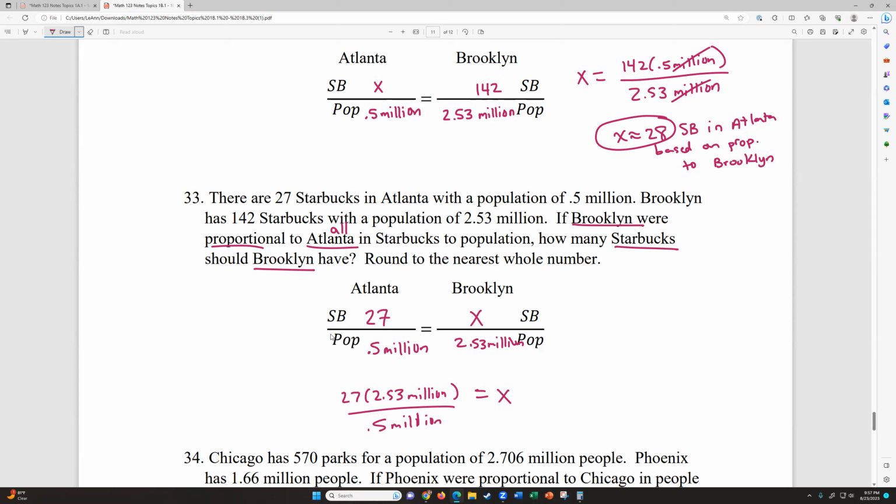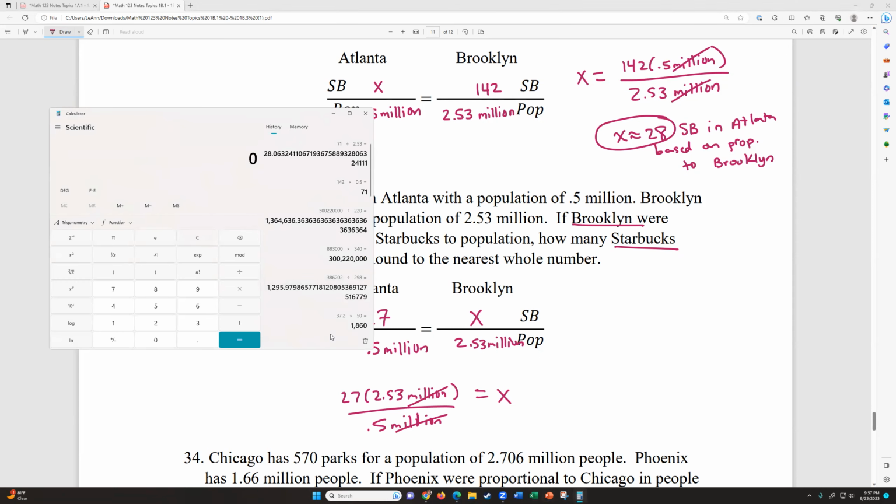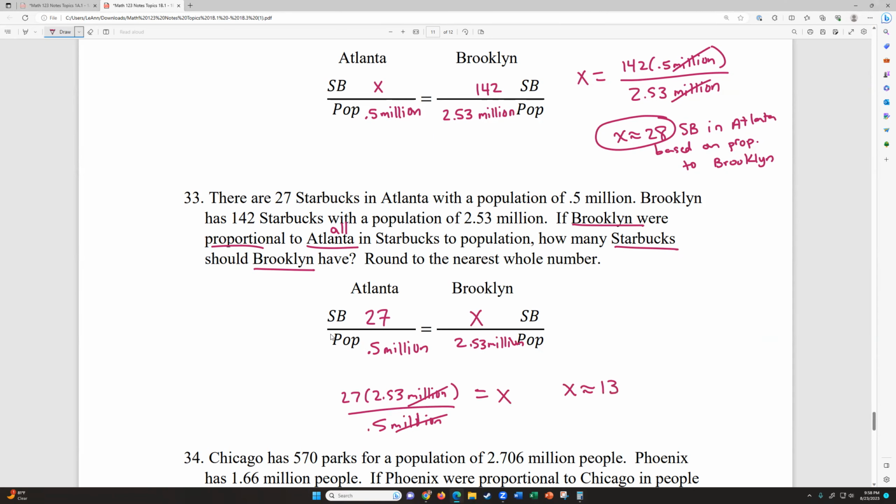That'll give us x over here. Notice I have matching millions again on top and bottom, so that reduces out. So 27 times 2.53, and then divide by 0.5. That'd be 137 if we round to the nearest whole number.